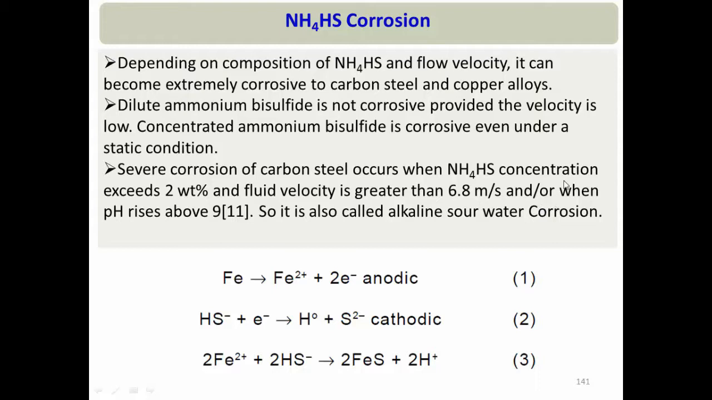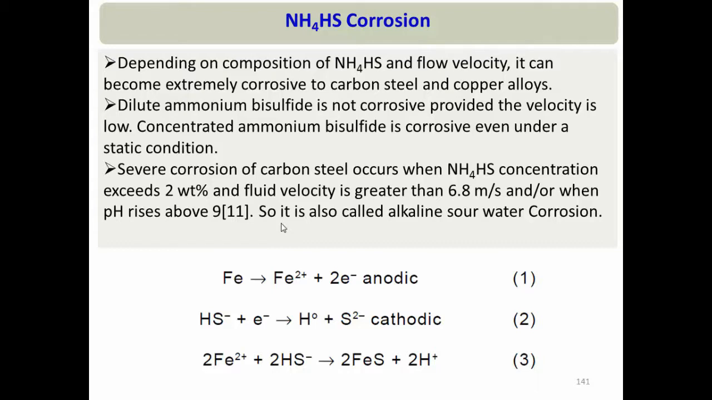And the third statement here is when pH rises above 9. Now, how does pH influence this corrosion? It is written that ammonium bisulfide corrosion depends on concentration, but it may be difficult to measure the concentration of ammonium bisulfide in the reactor effluent system or overhead system. So it is easier to measure pH.